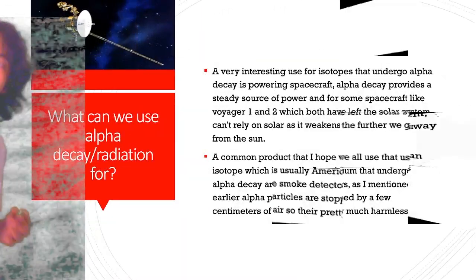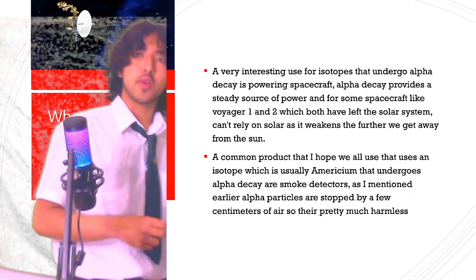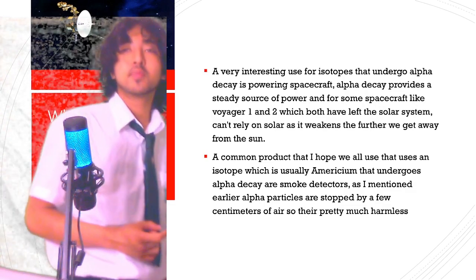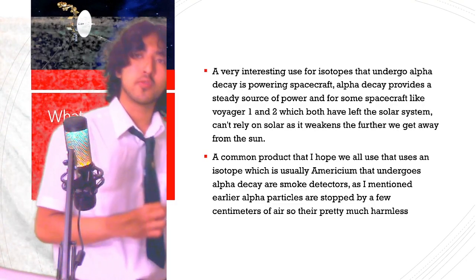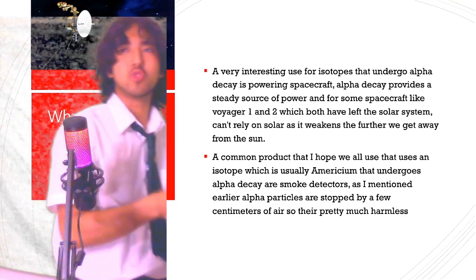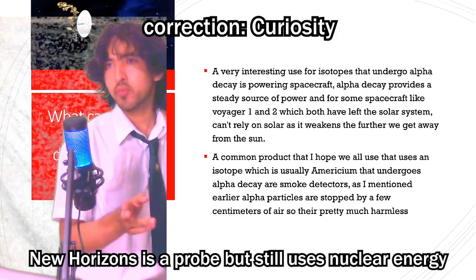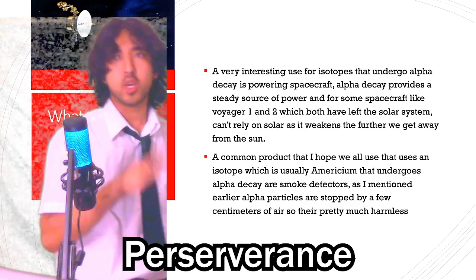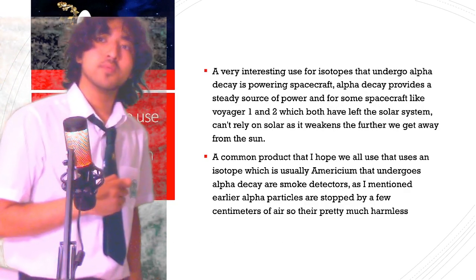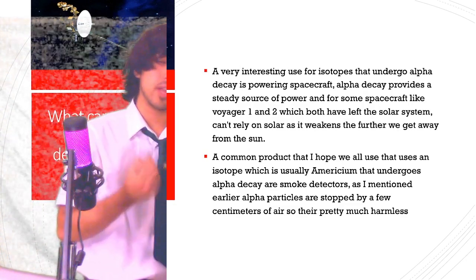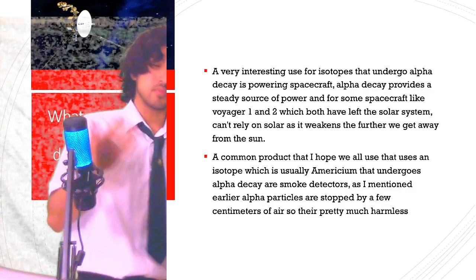Now, what can we use alpha decay or radiation for? Well, a very interesting use for isotopes that undergo alpha decay is powering spacecraft. Alpha decay provides a steady source of power for some spacecraft like Voyager 1 and 2, and some rovers on Mars, like New Horizons, and I think the new one, Perseverance or something it's called, whatever. It provides a consistent, steady flow of power that solar panels cannot reliably give, because the further away you get, the less sun you can absorb.